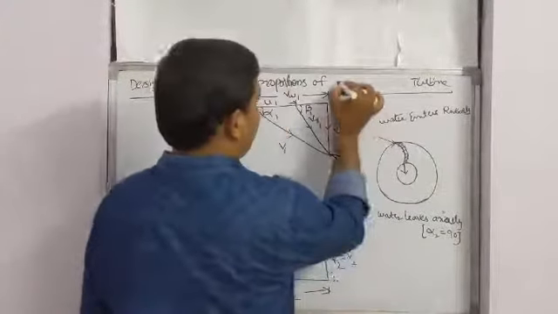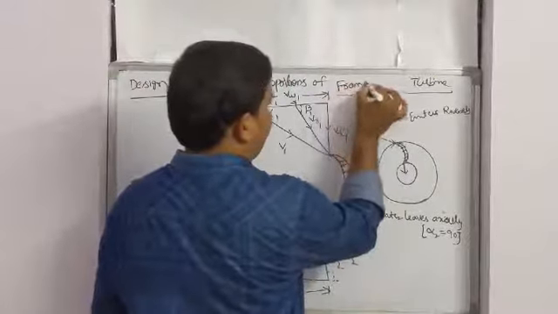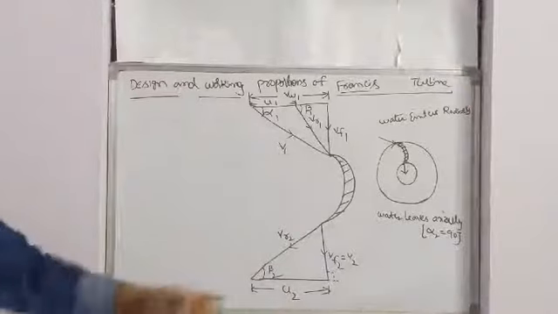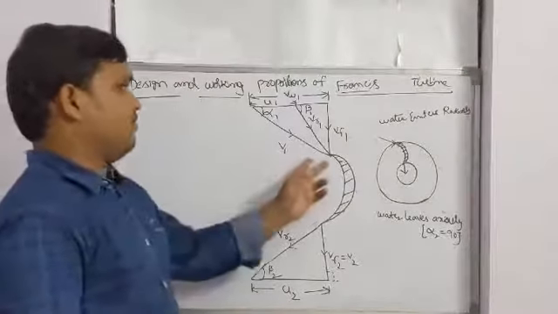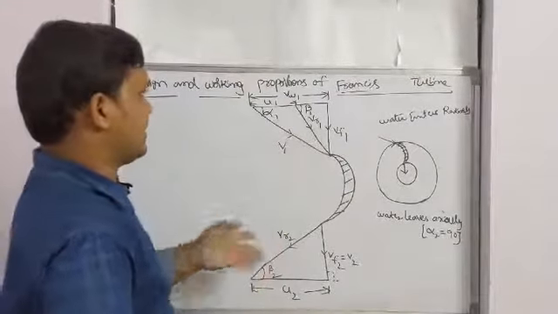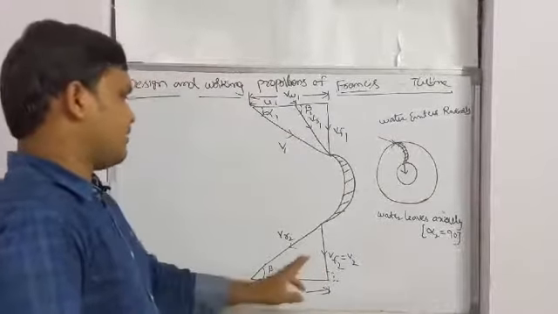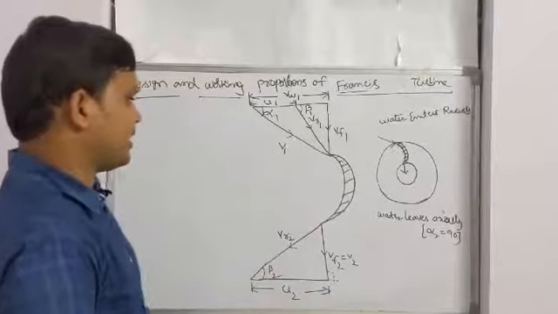I wrote it in my notebook as Pelton, I think, but this is a Francis turbine. So this is the velocity triangle of a Francis turbine. The inlet velocity triangle is the same as in the Pelton case, but the exit or outlet velocity triangle is just a right angle triangle.